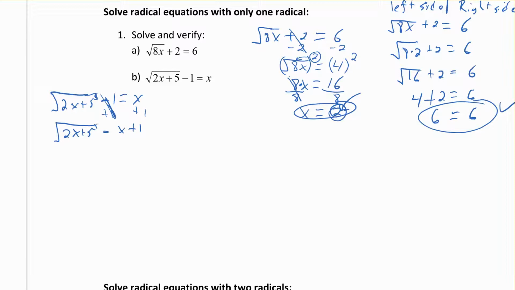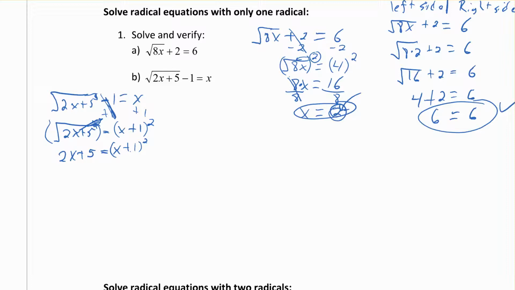So the way we get rid of a radical symbol is by doing the opposite. It's a square root, so I need to square it. But whatever you do to one side, you have to do the other. And you square the whole thing, right? So squaring the square root, they annihilate each other, and I'm left with just 2x plus 5 on this side. And now on this side, I've got x plus 1 squared.